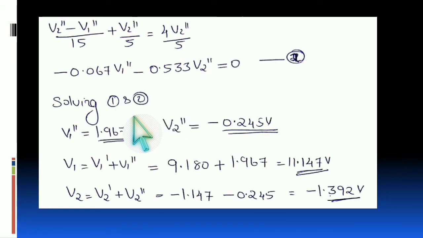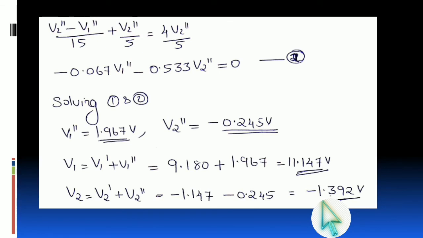Solving equation 1 and 2, we get V1 double dash is equal to 1.967 volts and V2 double dash is equal to 0.245 volts. By the superposition theorem, our desired quantity V1 can be expressed as V1 dash plus V1 double dash. By substituting the values of V1 dash and V1 double dash, we get V1 is equal to 11.147 volts. Similarly, V2 is equal to V2 dash plus V2 double dash, that is equal to minus 1.147 minus 0.245, that is equal to minus 1.392 volts.